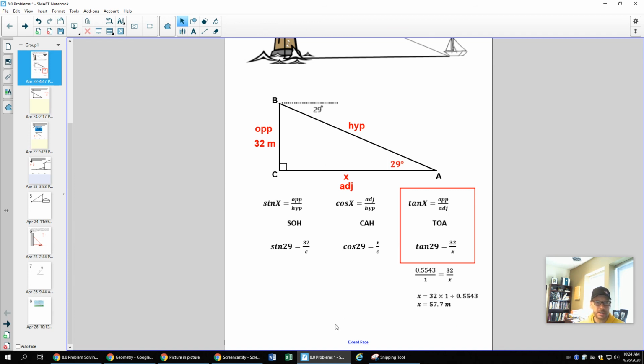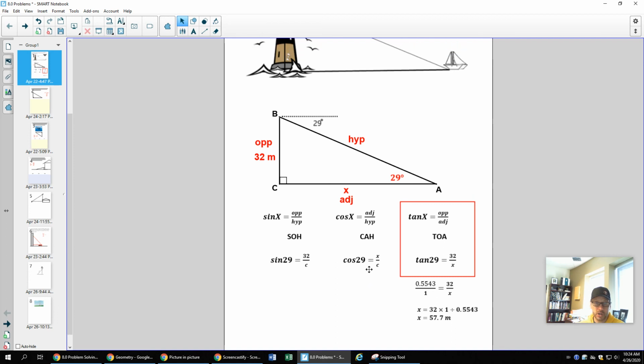So that's an example of solving with an angle of depression, which is the same thing as saying an angle of elevation.